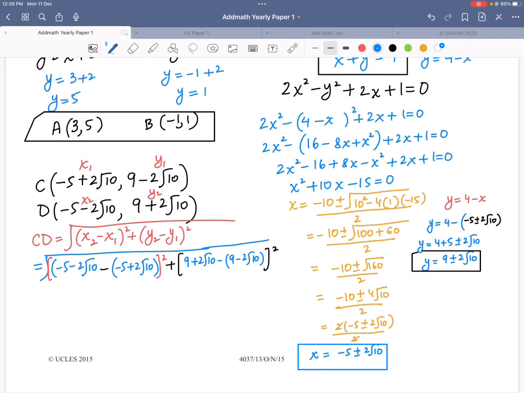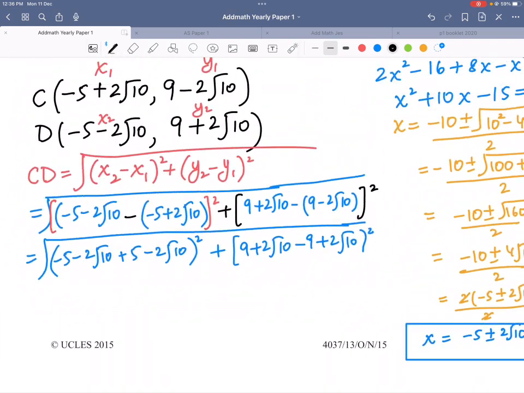Alright, now we can simplify it further. First we need to expand the brackets. It will be minus 5 minus 2 under root 10 minus minus 5 plus 2 under root 10, whole square, plus 9 plus 2 under root 10 minus 9 minus 2 under root 10, whole square. We can simplify here. So minus 5 plus 5 cancel, and minus 4 under root 10 whole square plus 9 and 9 cancel, 2 plus 2, 4 under root 10 whole square, with a root sign.